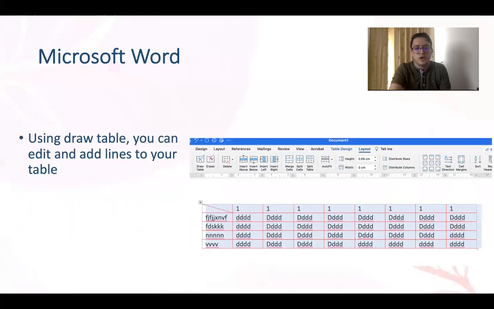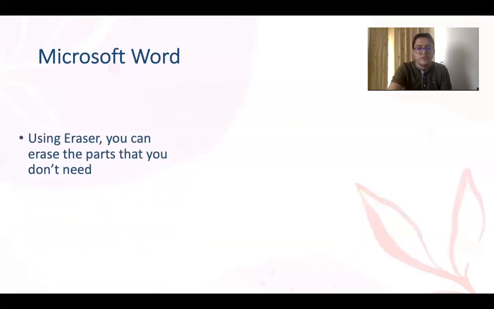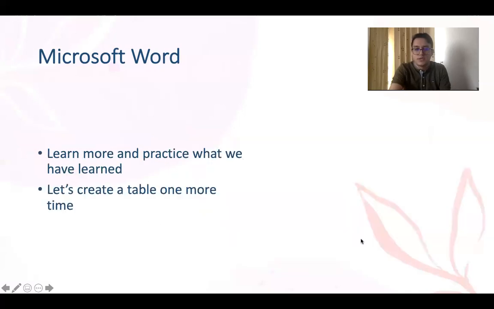Using the draw option, you can edit and add lines to your table. So maybe you already created your table, but you can use this draw option to add lines. Using the eraser, you can erase the parts that you don't need. So this is the eraser option. You can erase this part, any part you want. You can use the eraser option.